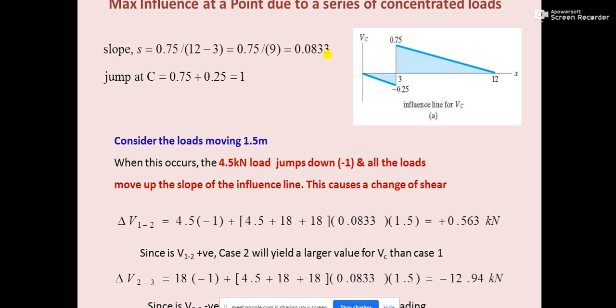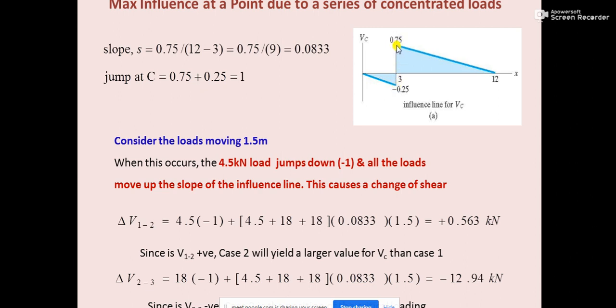And you see there will be a jump. How much jump will you have at this point? This is your point C. At this point, you will have a jump of 0.75 plus 0.25. So when the load enters from this side of the beam, the load will rise up by this much amount, and then when it crosses this position and comes somewhere here, at that time there will be a drop of the load, right?